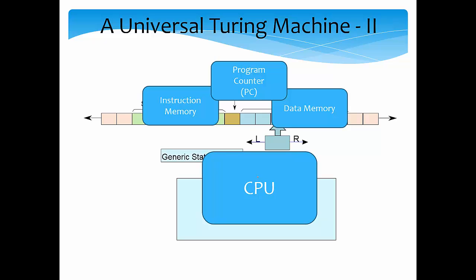So let me go over them once again. The CPU is pretty much the brain of the system. It's a generic computing device where, given an instruction, it does whatever it's told to do. The instructions come from the instruction memory, which holds all the instructions. And the instructions work on the data, which comes from the data memory.